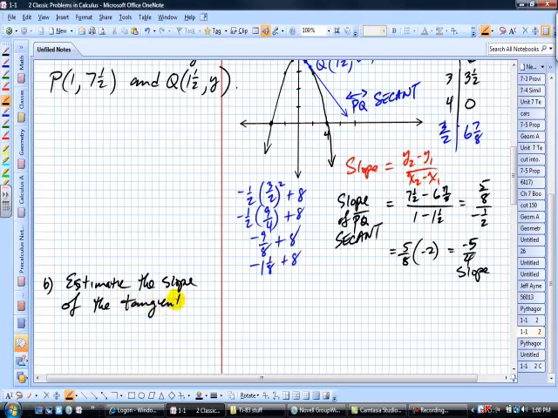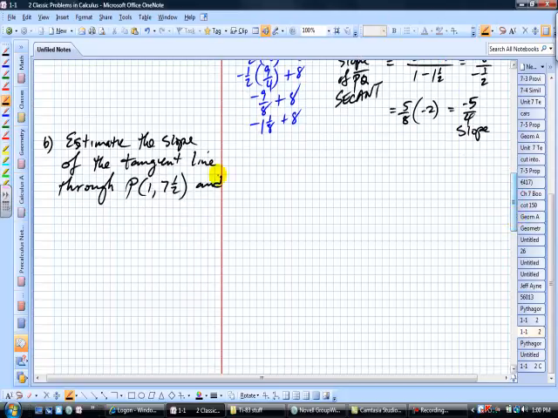So estimate the slope of the tangent line through P, which is 1, 7.5, using a closer point than we originally had for Q. Let's make it really, really close to P. Let's make the x-coordinate very, very close to 1. So 1.0001, let's say, y. And this will give us a very close approximation.